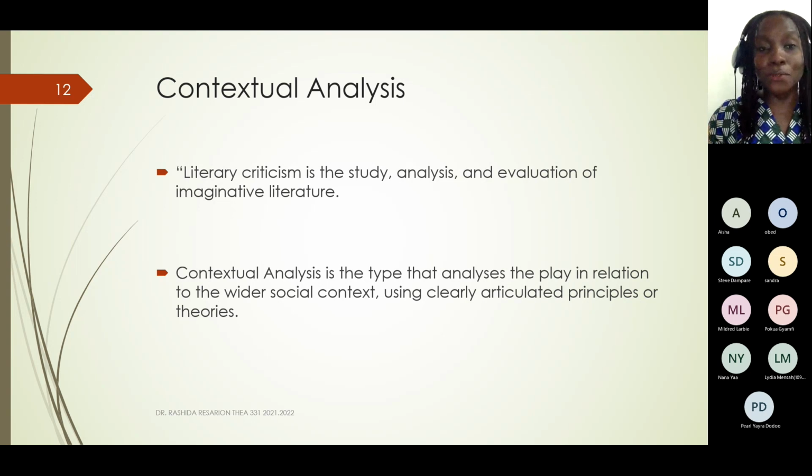Do you understand the two? Do the two make sense? Please, when I ask you a question, I expect you to respond. I am not alone here. Do you understand? It's a yes or no? Yes, madam.